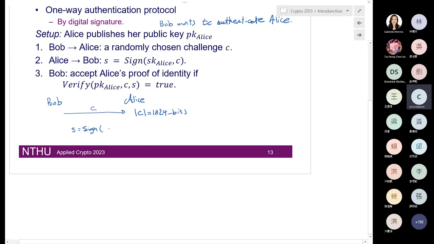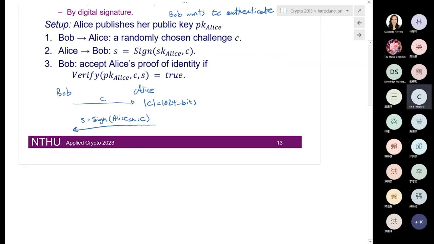Alice signs with her secret key, and then we set this value C, right? And then she would send this S to Bob. Bob received this S, and he would run the verification algorithm. So he verifies, using Alice's verification key, this signature on the message C that I sent to Alice, right?